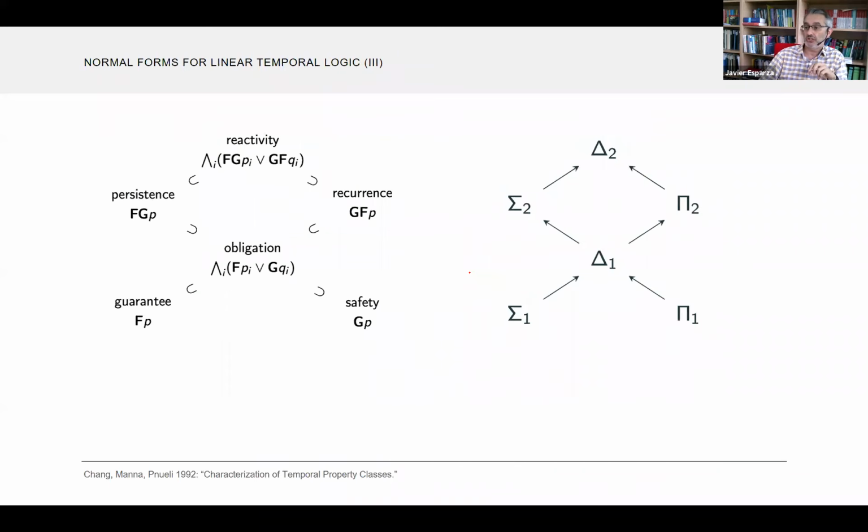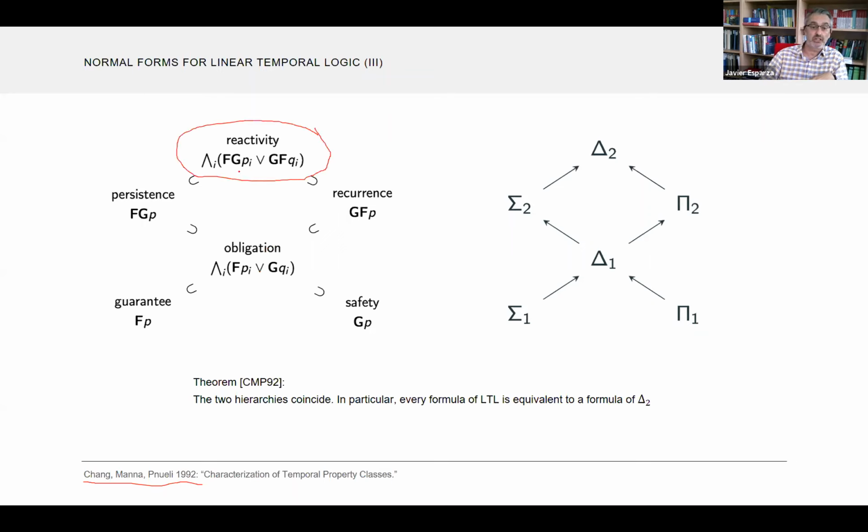But you know, when you see these 2 pictures, you can already try to guess which is the result that was proved by Chang, Manna, and Pnueli in 92, which was, yes, that these 2 hierarchies coincide. Okay, so in particular, this means that for this reactivity class, remember that these P_i and Q_i are formulas with past operators, right? They are not atomic propositions. What you are saying is that every reactivity property can be expressed like this, with P_i and Q_i formulas with only past operators. What they show is that this is the same class as Delta 2 in the future fragment, where you don't have any past operator at all. Okay, so this is the result that was proved in that paper.